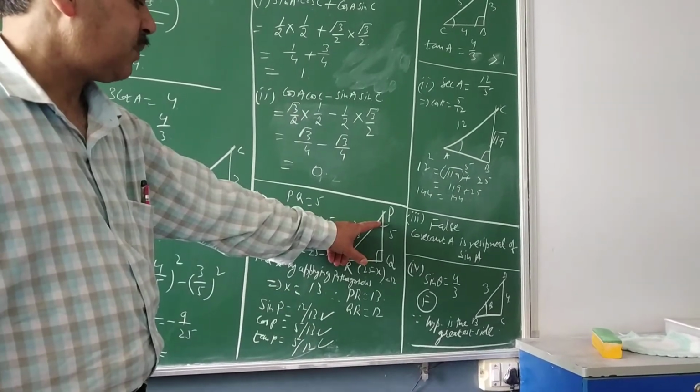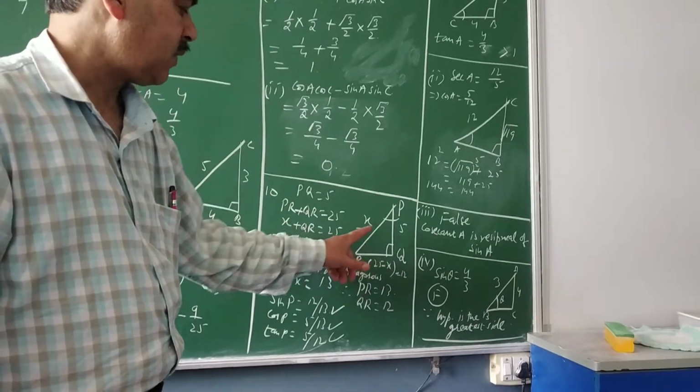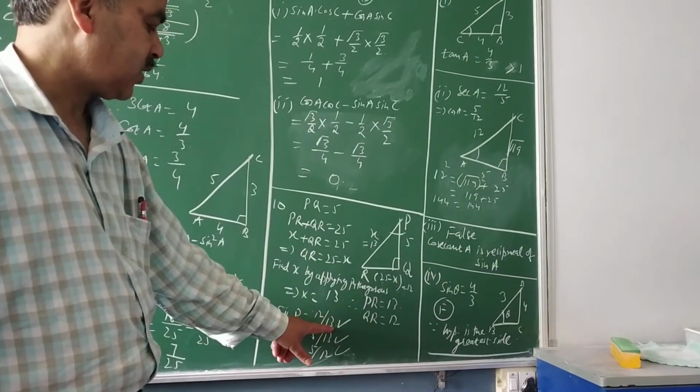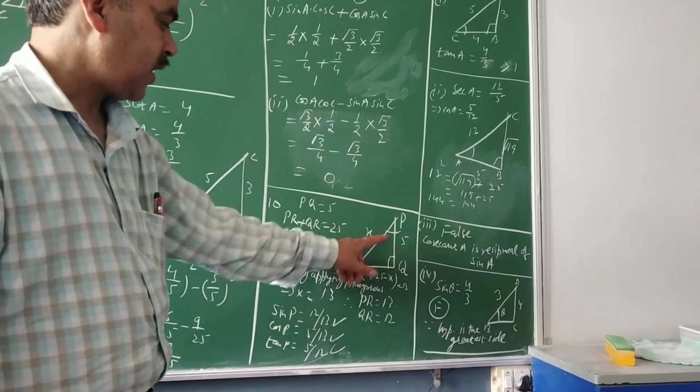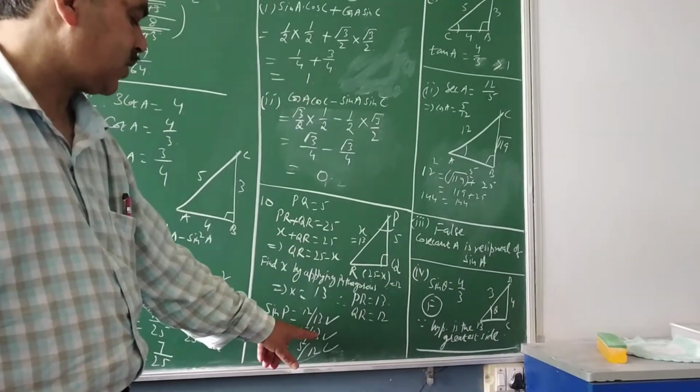So angle is at P, perpendicular upon hypotenuse. Perpendicular is 12, hypotenuse 13, so 12 upon 13. Cos P: again, base upon hypotenuse, 5 upon 13.